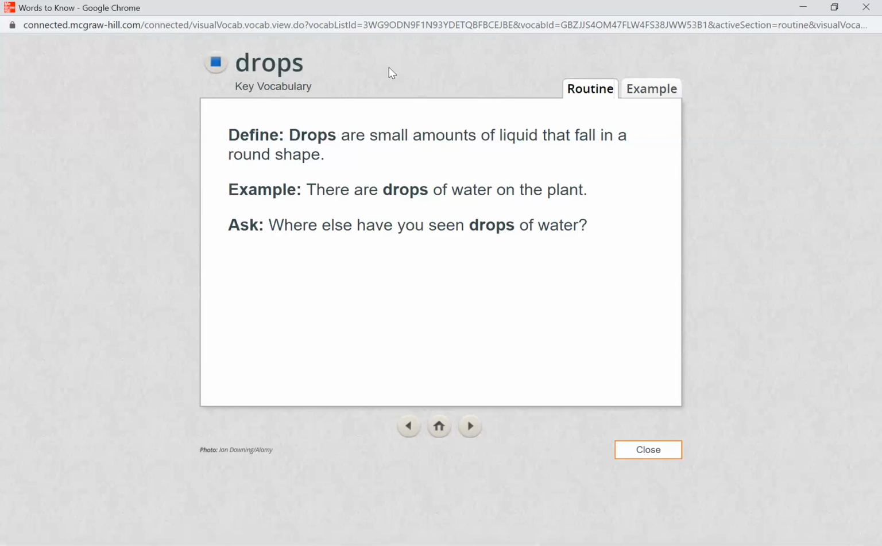Drops. Drops are small amounts of liquid that fall in a round shape. There are drops of water on the plant. Where else have you seen drops of water? Okay, so drops are small amounts of liquid that are in a round shape. And you may see water drops when it's what type of weather outside? Raining, right? So when the rain falls down, most of the time, or all of the time, we see them in raindrops. Let's look at our example.